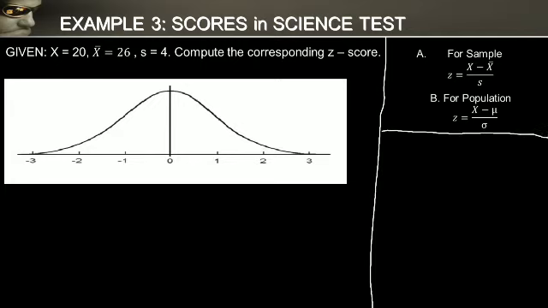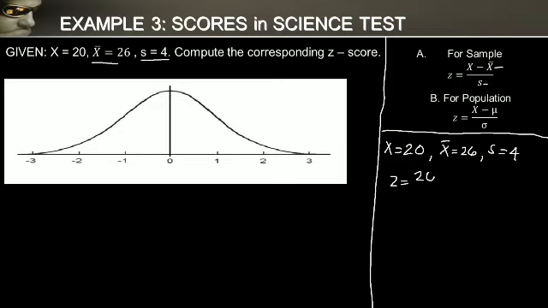Ngayon, titignan mo kung for sample ba or for population ang gagamitin mong formula. As of the moment, ayon dun sa given natin sa mean and standard deviation, ay hindi po naka-Greek letter. So, let us use for sample. Now, so let's begin. Given that the value of your raw score is 20, and then given of your mean is 26, and also given of your standard deviation is 4. Now, let us solve for the z-score of your 20.